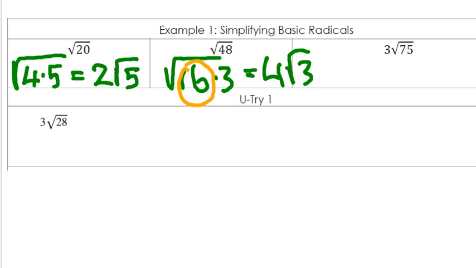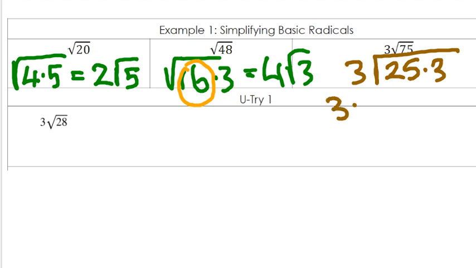Finally, I have 3 square root of 75. For that one, I'm going to split 75 into two parts, 25 and 3. I have 3 square root of 25 times 3. 25 can go outside as 5, and when it goes outside, it's going to multiply with the 3 that was outside, and the other 3 is going to stay inside. My final answer is going to be 15 root 3.